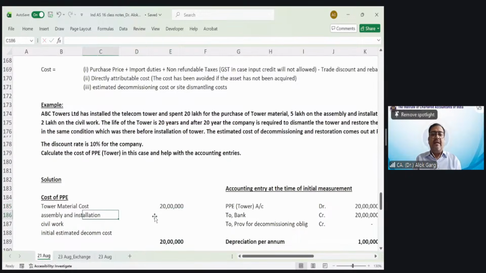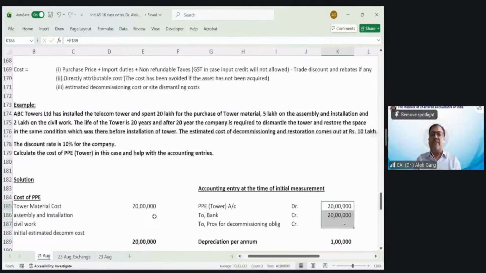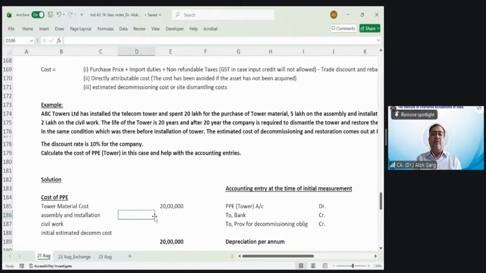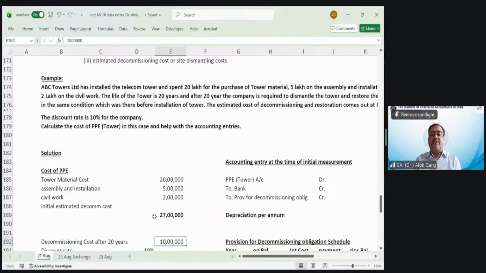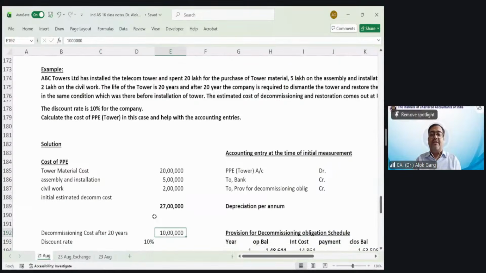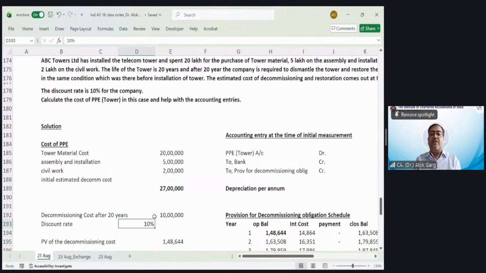Assembly and installation: what is my assembly and installation cost? 5 lakh rupees. What is my civil work cost? 2 lakh rupees. What is my initial estimated decommissioning cost? How much will it be? I need to compute it; my decommissioning cost after 20 years is 10 lakh rupees. The discount rate is 10%.